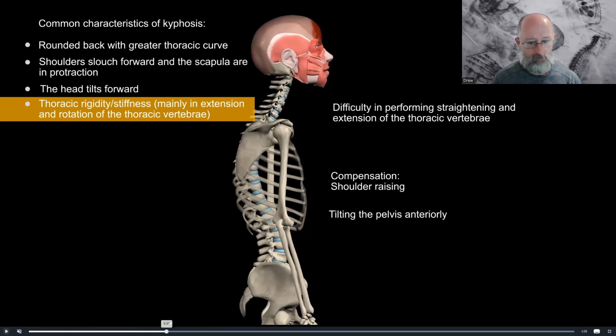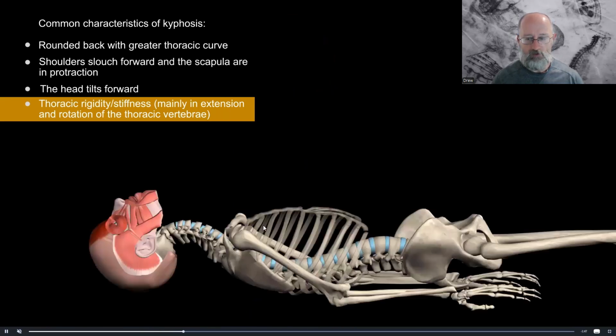Let's see if we can show it. We're going to show it. Let's go animation, show it, go. Shoulder resting forward, tilting the pelvis anteriorly. So that was that kind of anterior tilt that I was talking about.